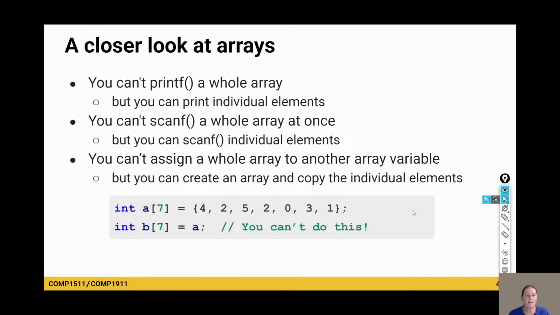You also can't, and this is where it differs from probably everything we've seen so far, just assign a whole array to another array variable. So if I've got int x equals 5, I can say something like int y equals x. We're allowed to do that. We can do that with structs as well. We can't do it with arrays. This is not going to compile. I would have to manually create this array and then go copy in each piece, one by one. And that's just something you'll get used to.